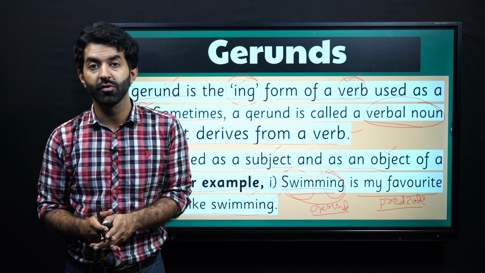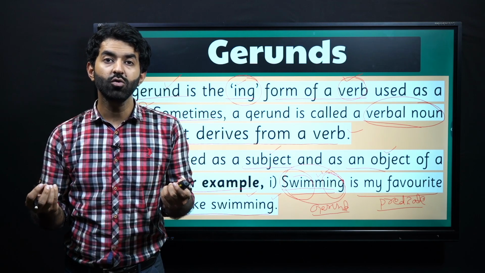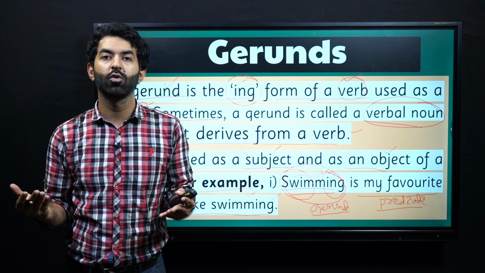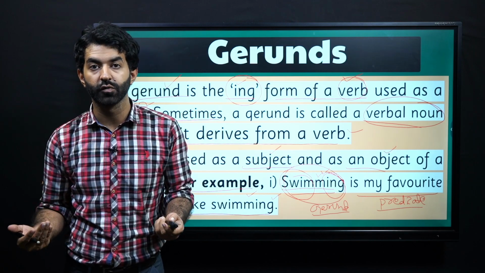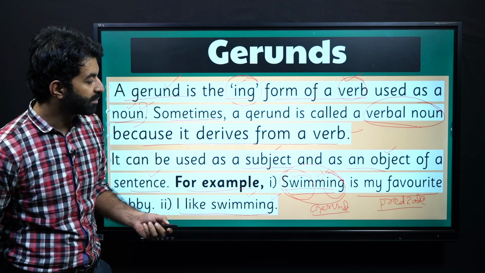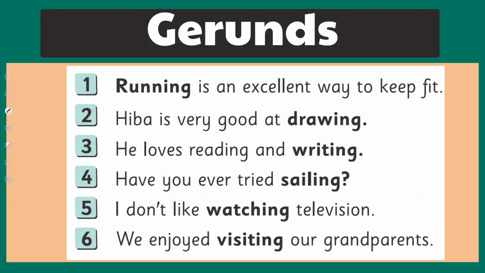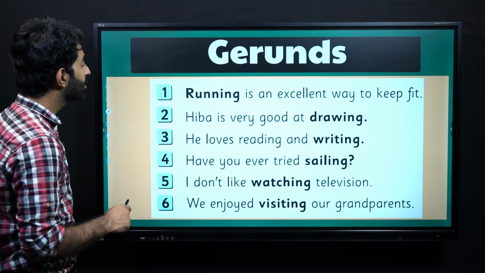I hope the confusion and the whole thing about gerund is clear. A verb plus ing form working as a noun is what we call a gerund, and we can use them normally as nouns. Just like we have used some examples over here. Now, let's look at some more examples. The gerunds are highlighted in this slide.